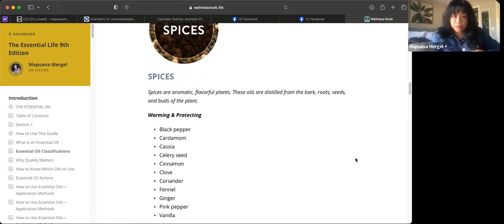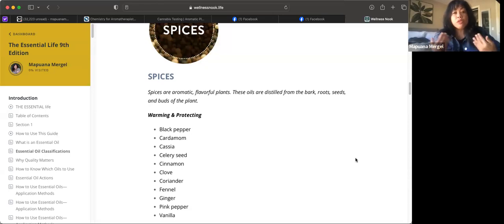So we have black pepper, cardamom, cassia, celery seed, cinnamon, clove, coriander, fennel, ginger, pink pepper, and vanilla that fall under spices, okay? So, of course, these are all single oils that we're talking about, but if you remember the first three classifications, which are citrus, floral, and spices, you might now be able to think of some that you could blend together, maybe that you use together for different reasons, right?